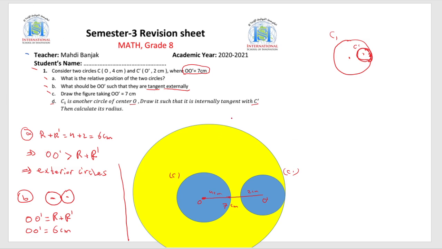This should be circle C1. C1 is a big circle of center O and radius... what's the radius? Okay, the radius must be from the center to this point that's here. So all of this is 7 plus 2, 9 centimeters.